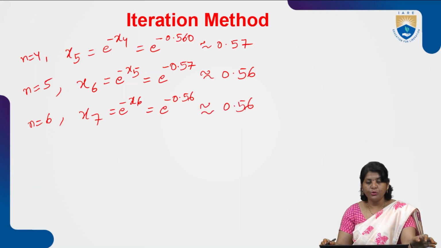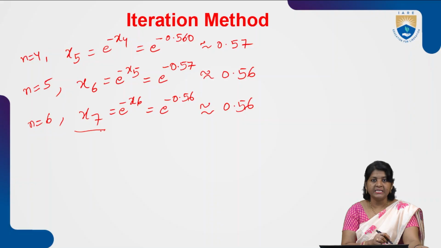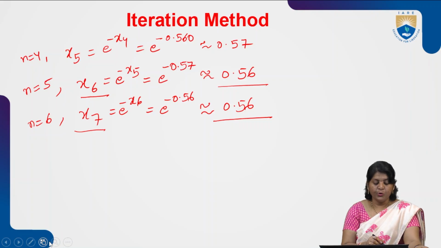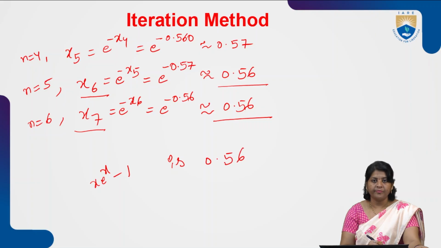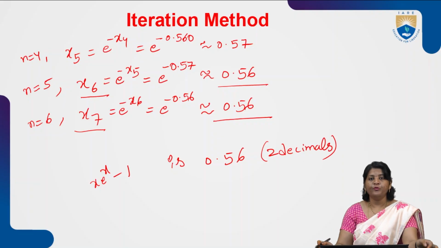Up to 2 decimals. So here, since we consider up to 2 decimals, we went with 7 iterations, and the 7th iteration and the previous, that is the 6th iteration, gave the same values, 0.56 and 0.56, up to 2 decimals. So here we can conclude that the root value for the given function x into e power x minus 1 is 0.56. This is up to 2 decimals. If we consider 4 decimals, then we need more iterations.